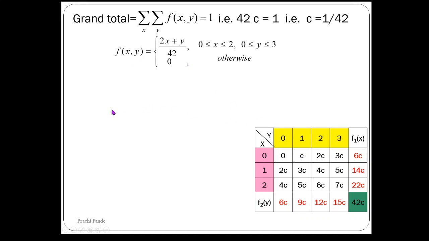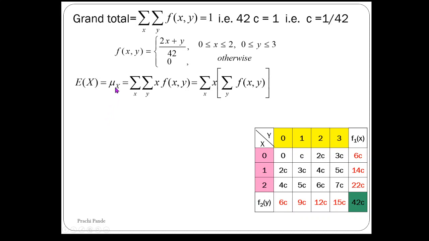Now we have to find out the expectation of x, which is given by the formula mu x is equal to double summation over x and y of x times f of xy. Now take the summation over y inside the bracket over f of xy and substitute the different values of x. When we substitute x equal to 0, the sum of all the probabilities for x equal to 0 is 6c. You can see it in the table.